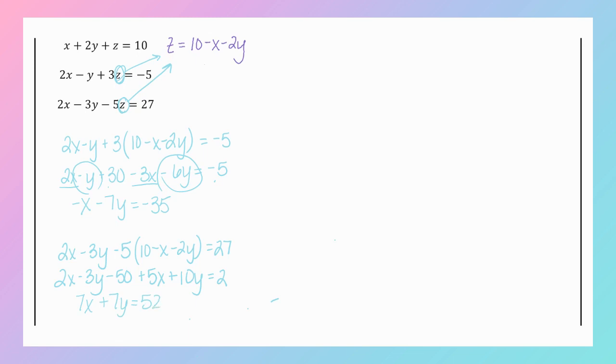Okay? So now I have two equations that are x and y equations. I'm just going to rewrite these next to each other because this is what we've been solving. We've been solving systems with two variables. So now I can go ahead and use either substitution or elimination to solve these two. I can very clearly see that elimination is a pretty easy idea here because negative 7y plus 7y is going to cancel. So I'm going to add the negative x plus the 7x. And I'm going to add the negative 35 plus the 52, which is 17. And then I'm going to solve.